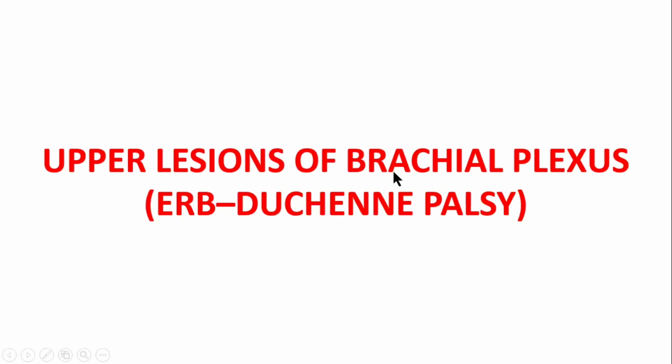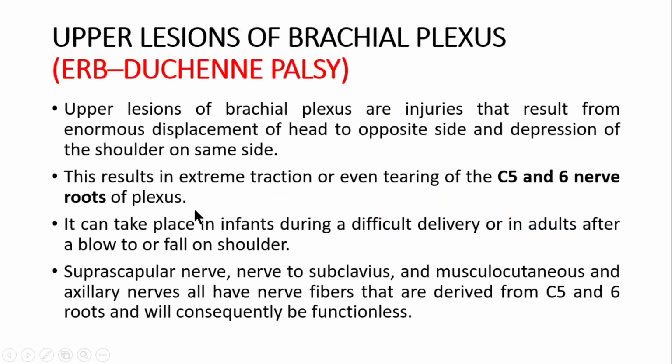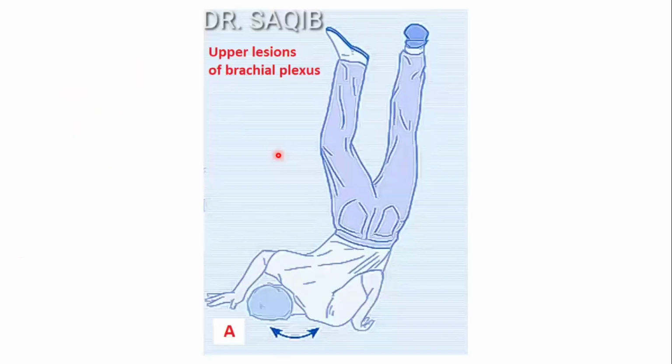So the upper lesion of the brachial plexus, the Erb-Duchenne palsy, right? Let's dwell into that, and let me catch the laser first for you. So upper lesion of the brachial plexus is injuries that result from enormous displacement of the head to the opposite side and depression of the shoulder on the same side. You could see the picture. Here you could see the opposite displacement of the head, and this is the opposite displacement of the shoulder to the other side. You could see this is the arrow you can see there, right?